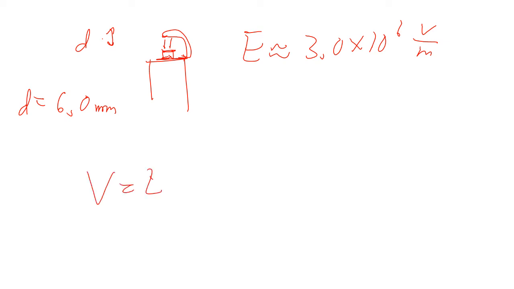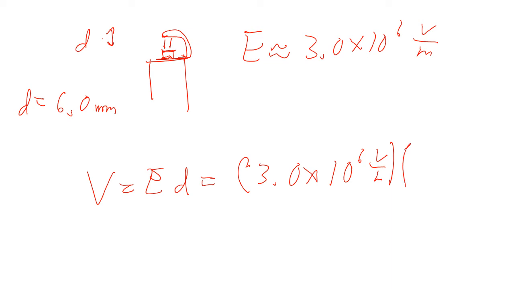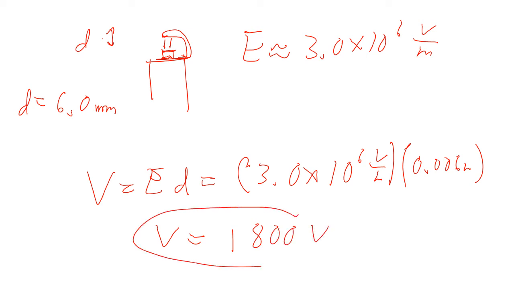Well, that's the same sort of thing. Voltage is E times D. So the voltage is 3 times 10 to the 6 volts per meter times 0.006 meters, which comes out to somewhere in the vicinity of 1800 volts, minimum. In fact, there are a couple thousand volts in the plug wires.